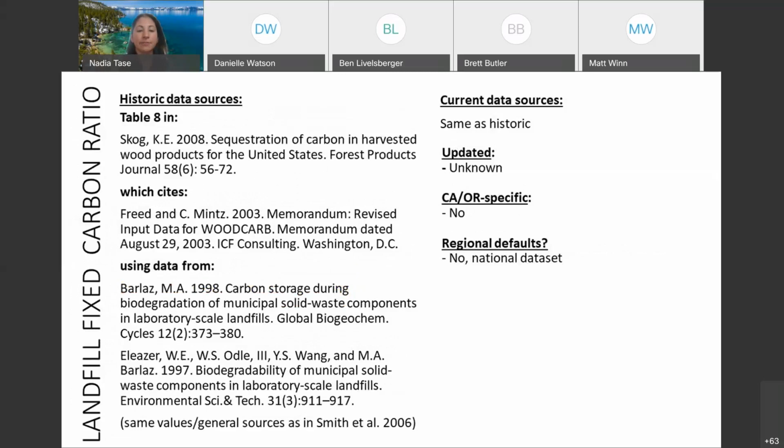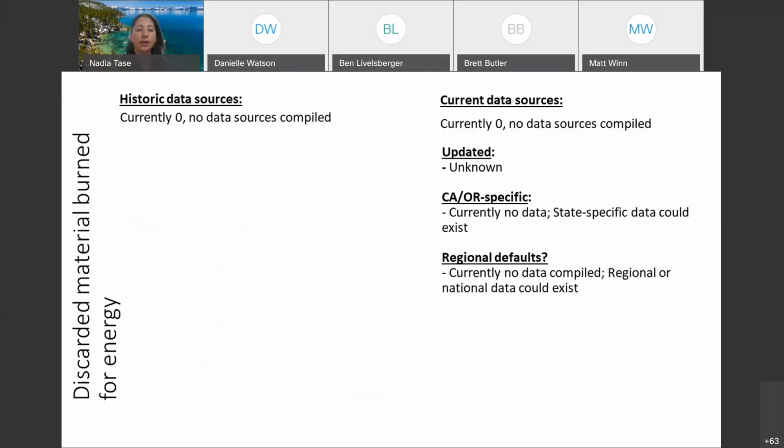So our landfill fixed carbon ratio, which will basically say how much of our discarded material will remain in landfills indefinitely, comes from SCOG 2008, which again cites other work for those values. And then our accounting tool accounts for discarded material burned for energy, and currently that value is set to 0. I think there may be data out there, just nobody has really compiled that for this application at this point.